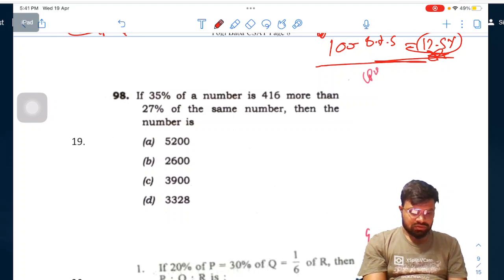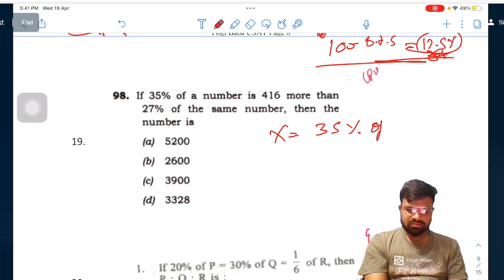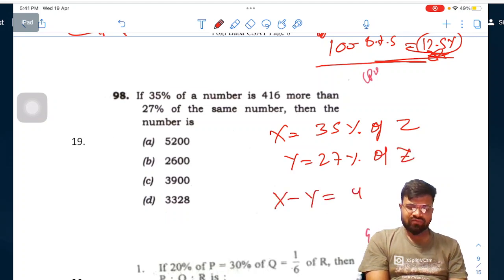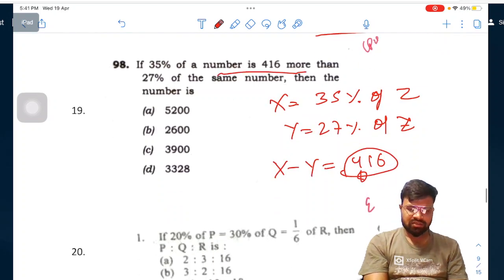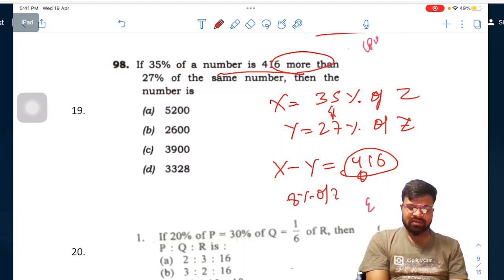So if 35% of a number is 416 more than 27% of the same number, then the number is, see, let's say x is 35% of a number, say z, y is 27% of the number z, x minus y is equal to 416. It is given in the question. It is more than that. So how much is the percentage gap? 8% of z is equal to 416. That's how we get our answer.